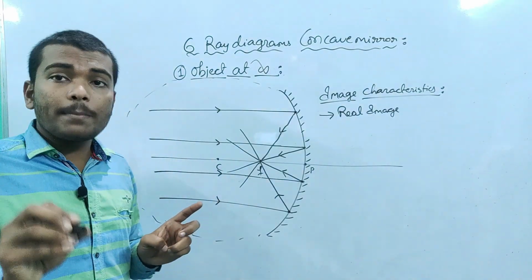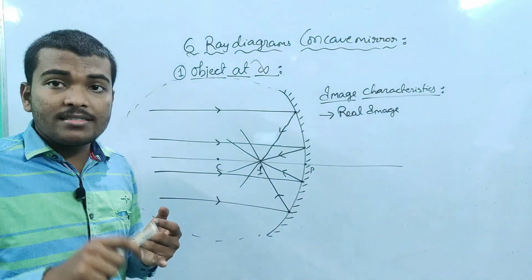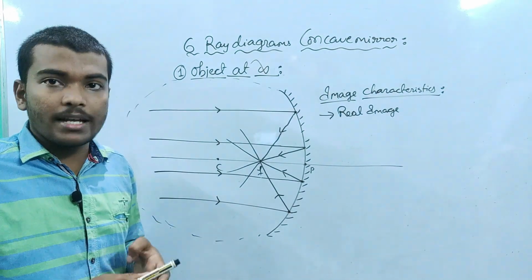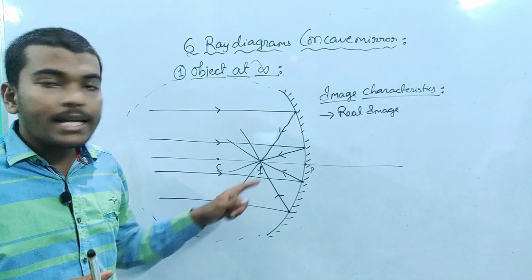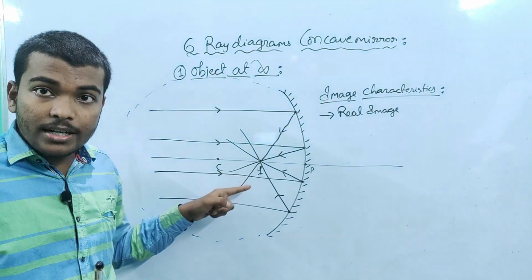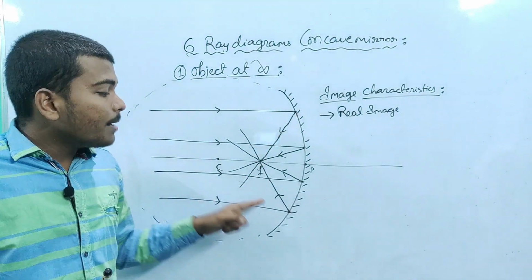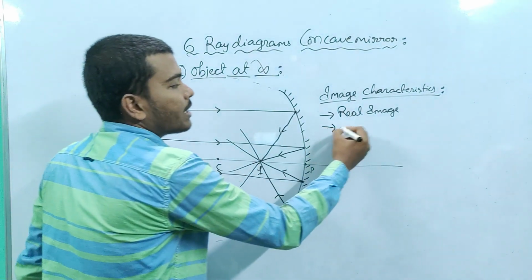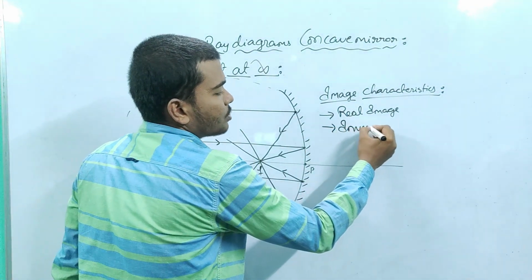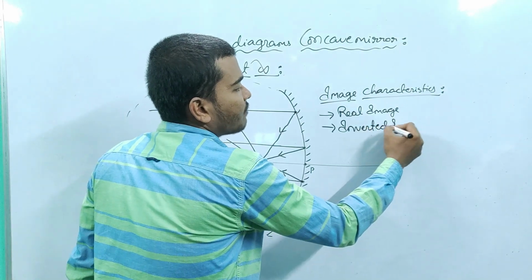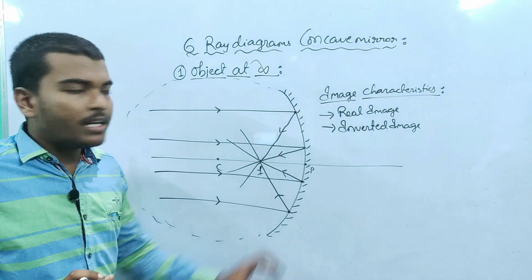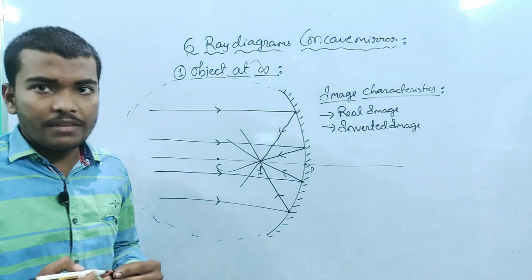So another star mark point you can write: whenever the image is real, it must be inverted. Whenever the image is virtual, it must be erect. Another star mark point you can also write: if the topmost reflected ray intersects the bottommost reflected ray, then we are going to get an inverted image. Many of the books have given real and inverted in the same point, but I feel it is different, so I have written two different points.